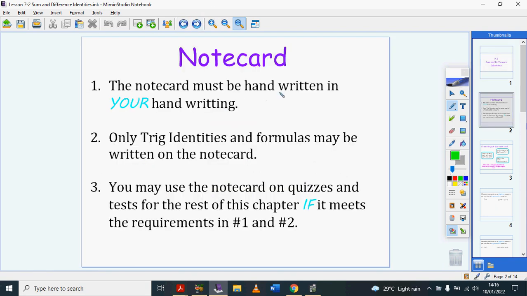So talking about your note card again, this is your cheat sheet or your little formula sheet, and some rules governing it. Everything must be written in your handwriting, not someone else's handwriting. Only trig identities and formulas may be written on the note card, just identities and formulas, right? No explanations, no sentences or anything of that sort. You can use it on quizzes and tests for the rest of this chapter if number 1 and 2 are good on that note card. So I'll check it and make sure that you have those things there.